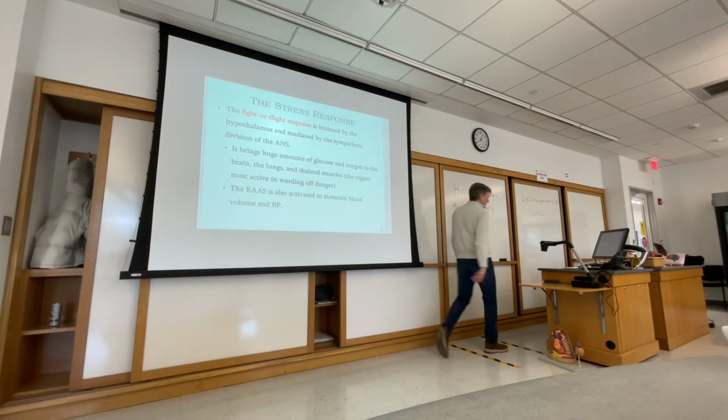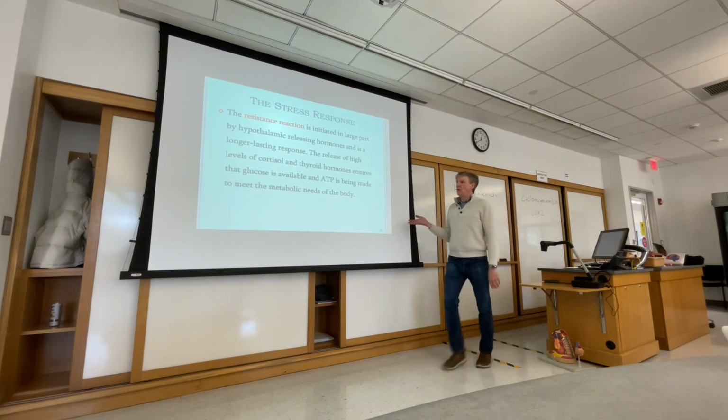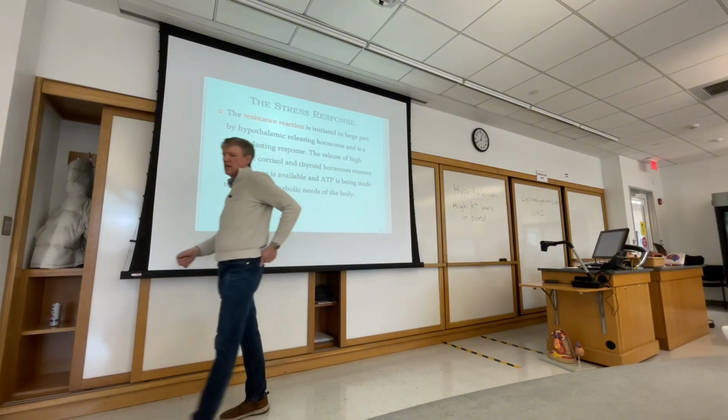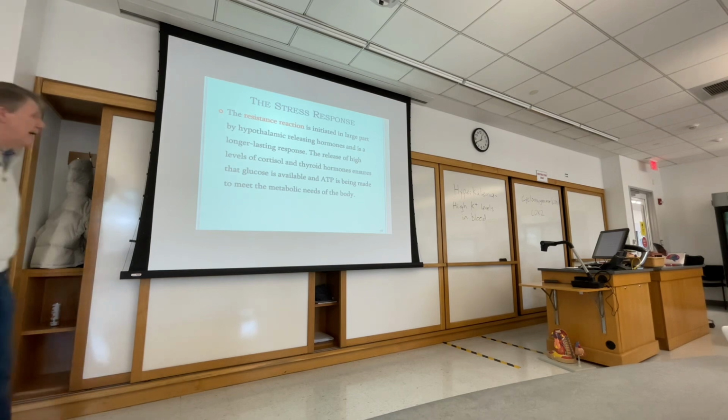The resistance reaction, think hormones. That's when the cortisol is getting released, along with some other hormones that can help out too, like thyroid hormones, which can help by increasing the rate that your body cells work, that they use the glucose and things like that.